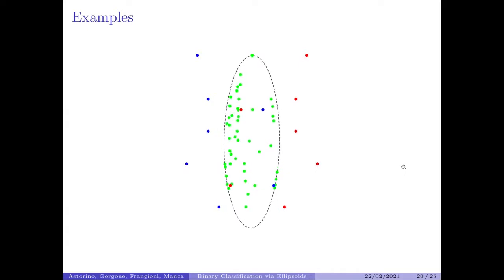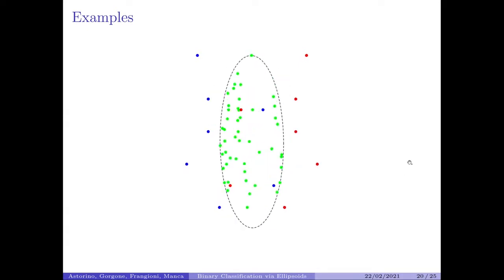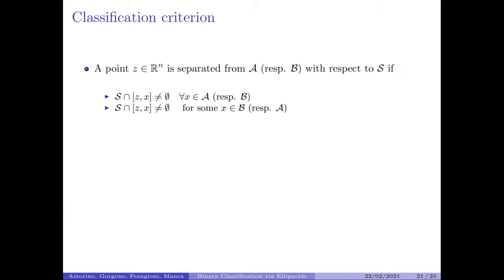So once we solve this program and find the ellipsoid, we can define the classification criterion. Given a new point z in R^n, we first say that z is separated from A with respect to the ellipsoid S if S intersects every segment connecting the point z with points of A, and S intersects only some of the segments connecting z with points of B. And vice versa, z is separated from B. Then we say that z is classified as a point of A if it is separated from B with respect to the ellipsoid S. Vice versa, z is classified as a point of B if it is separated from A.